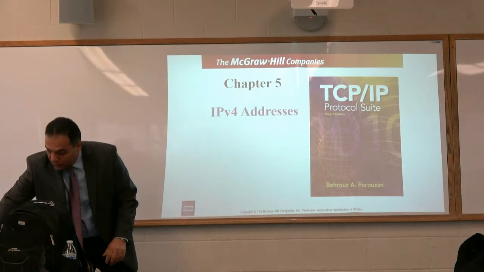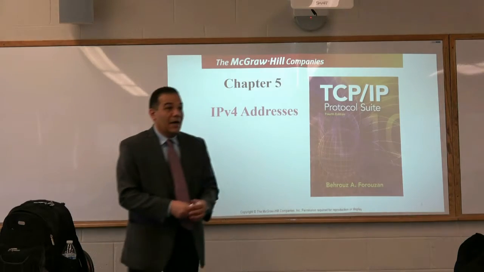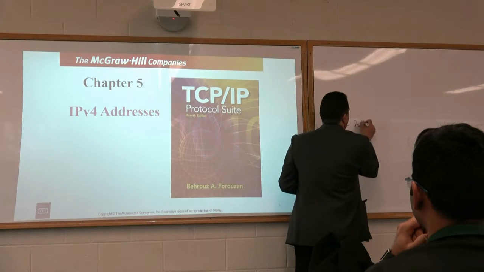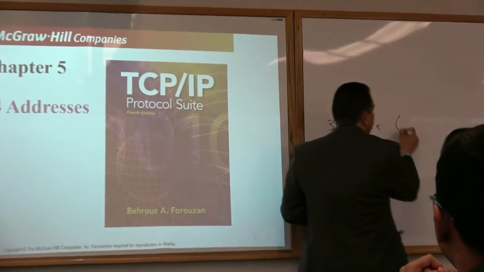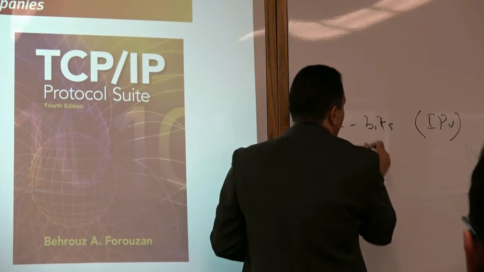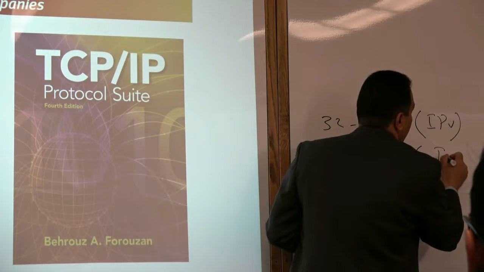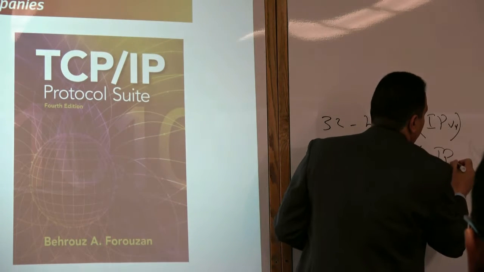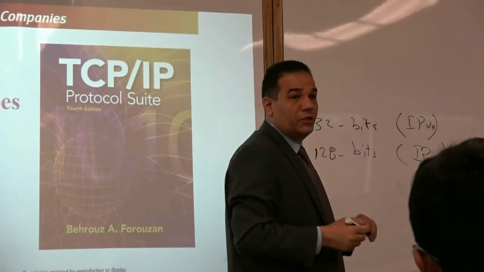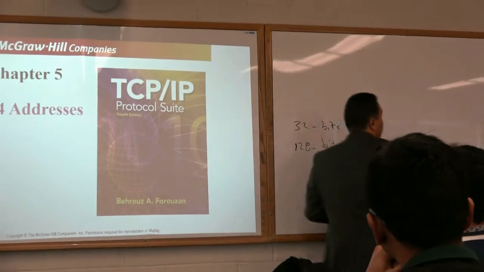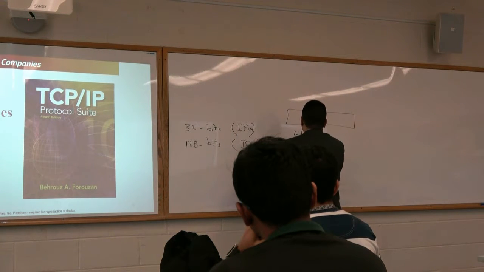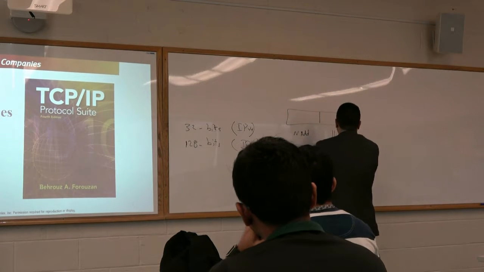So last time we started talking about IP addresses. We said it's how many bits? It's 32 bits. This is IP version 4, right? We can soon talk about version 6, which has more bits. This is version 4, this is version 6. And we'll start talking about the address. We said there are two sections: there is a network address, and there is a host address.